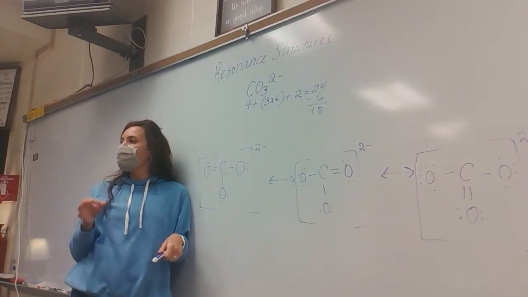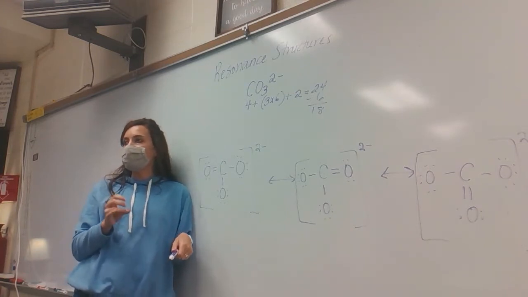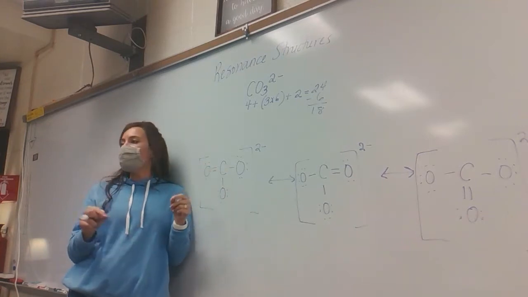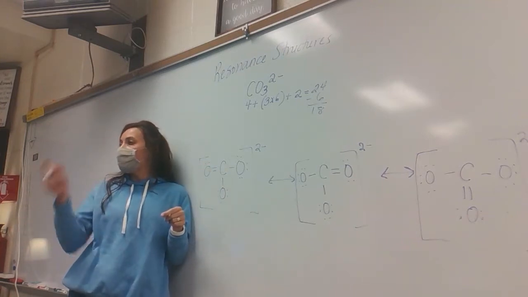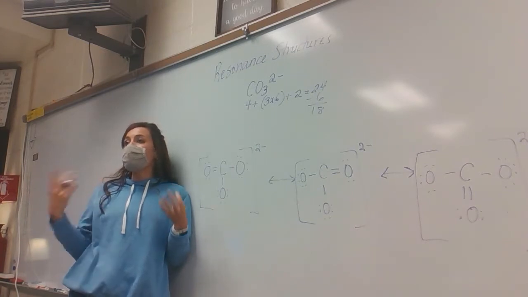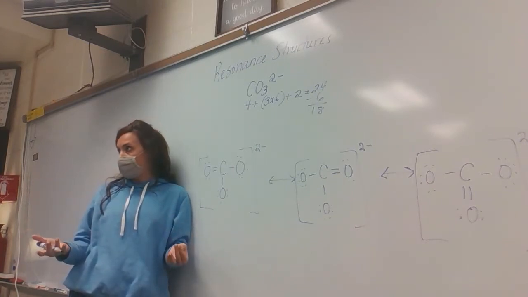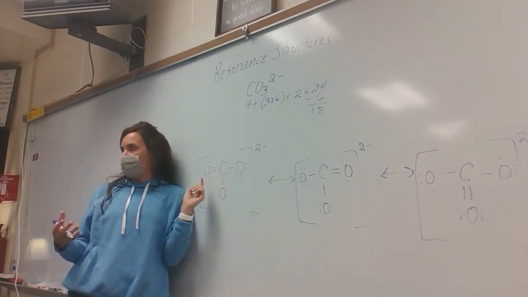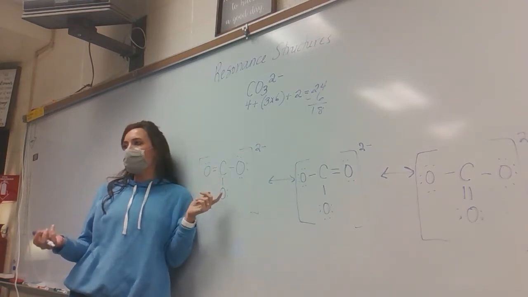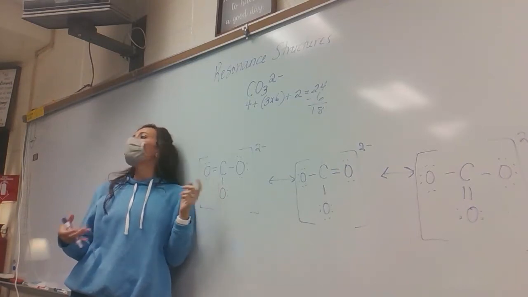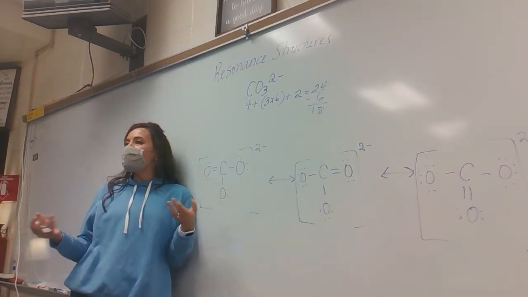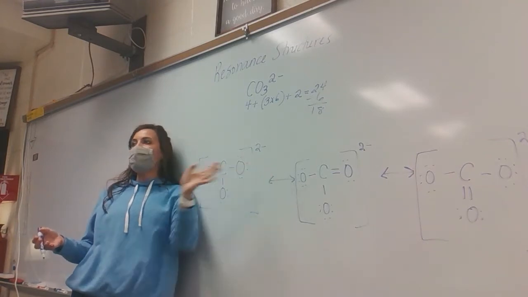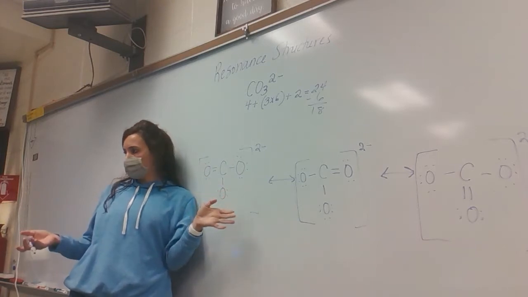To the point that if you looked at carbonate under an electron microscope, it would appear that each of these bonds is a 1 1/3 bond. Because that electron is moving so fast that it's almost in 3 places at one time. And because it's in 3 places at one time, none of these are a double bond. None of them are really a single bond. They're all like 1 1/3. But the best way that we can represent that is by drawing the 3 possibilities at the same time together.